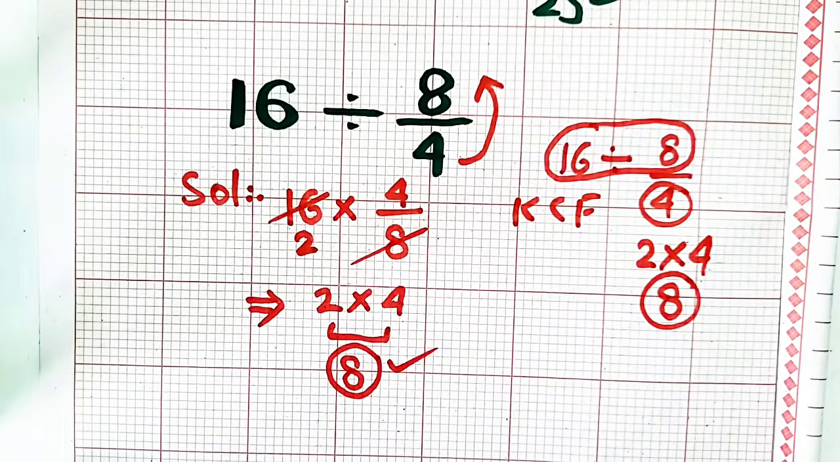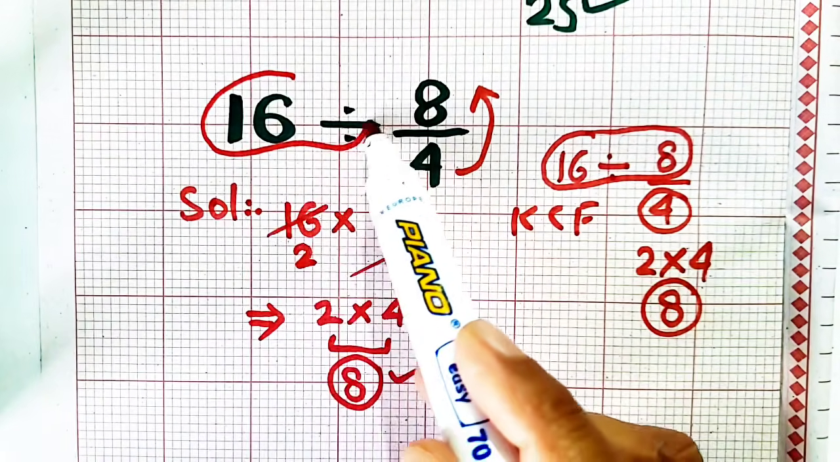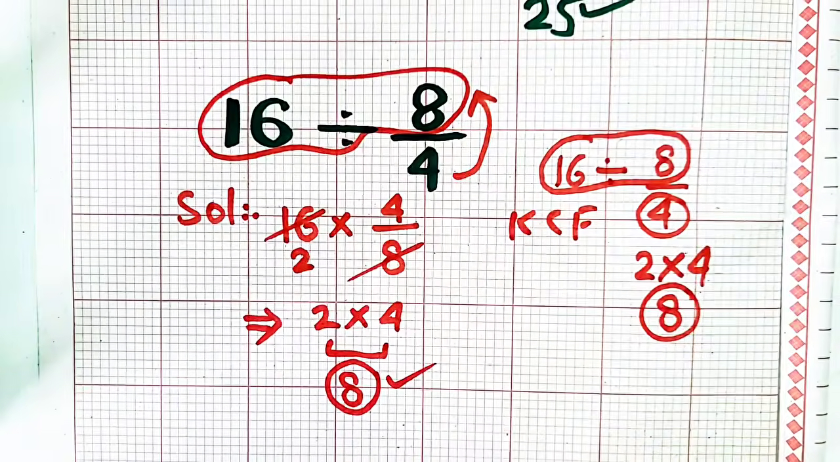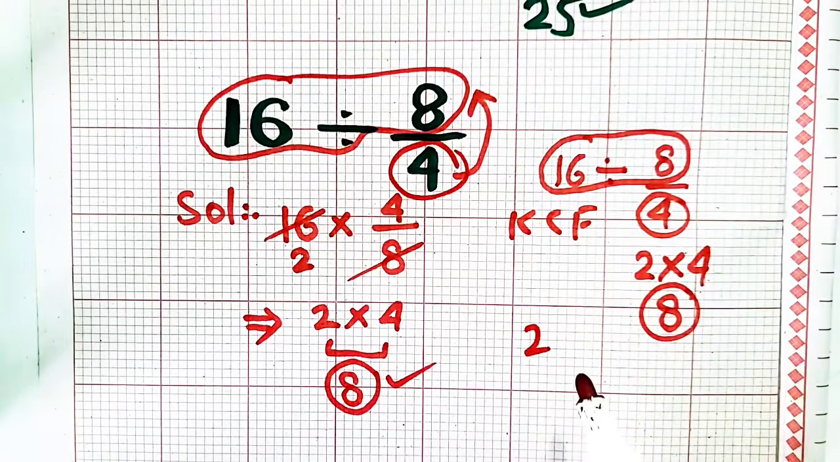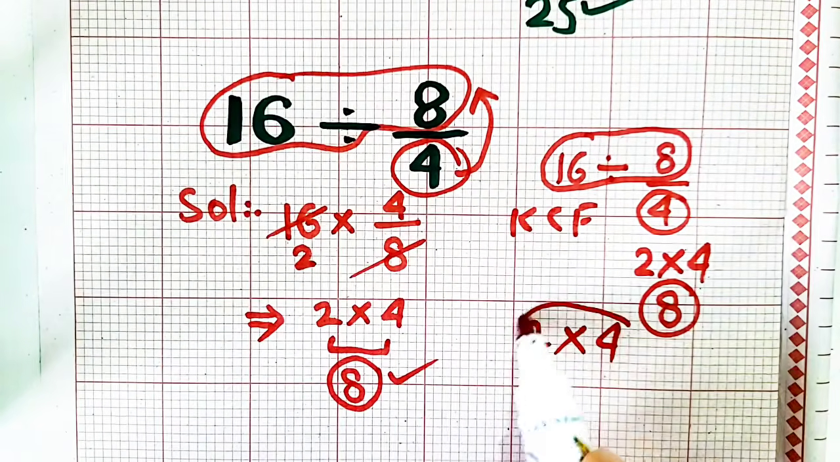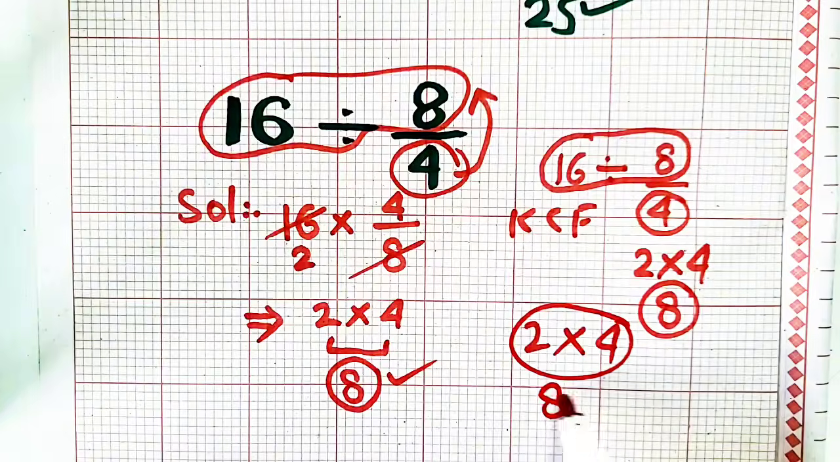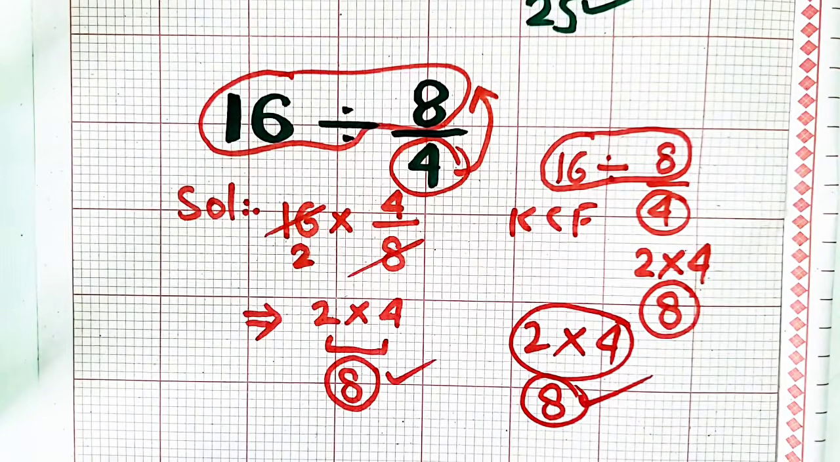I have told you a shortcut: 16 is divided by 8 first, which will be 2, and the number in the denominator will be multiplied. So 4 is in the denominator, both are multiplied to get 8. So 8 will be our answer for this question.